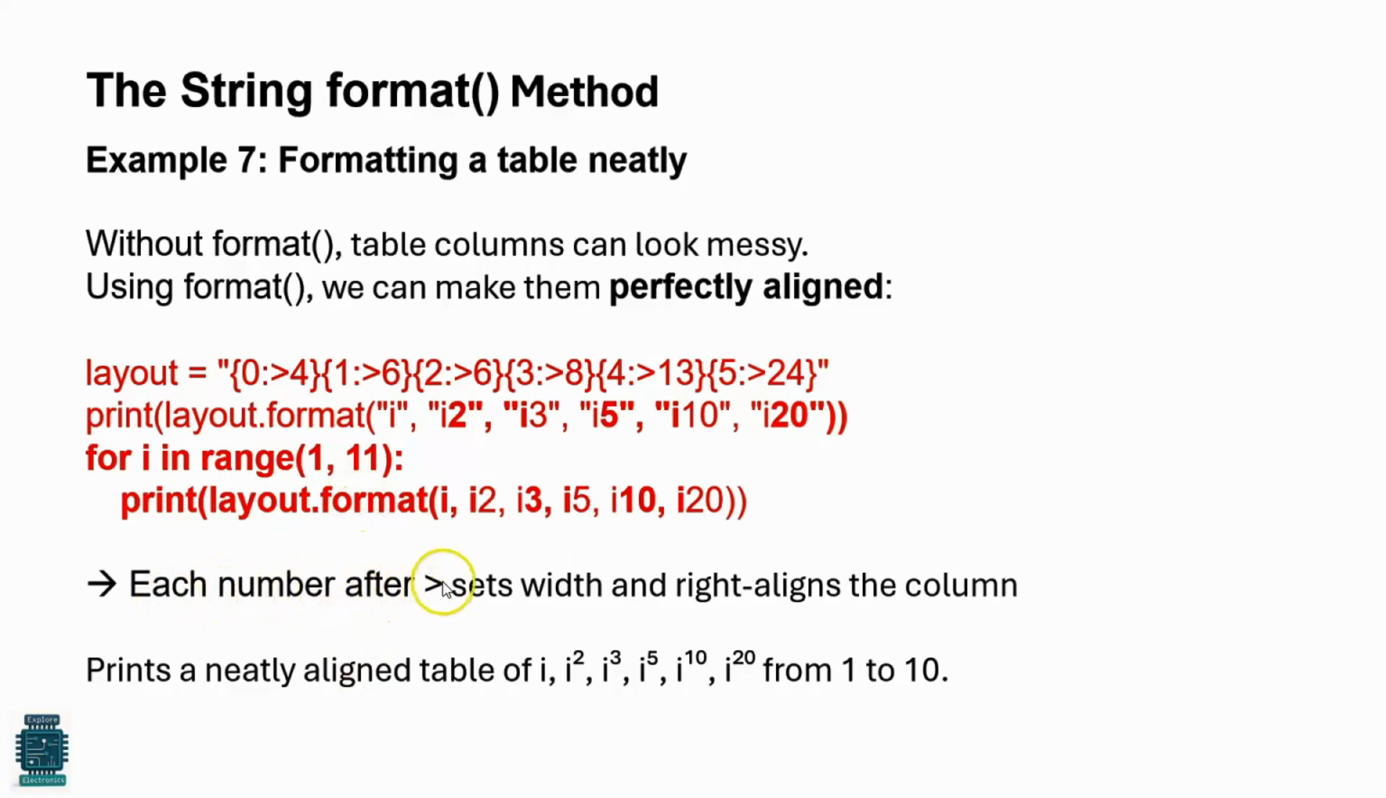And each number after the greater than symbol sets the width. It will set the width and right align the column. That is why we are using 4, 6, 6, 8, 13, 24. Very clear with this example? By using the format method, columns stay perfectly aligned no matter how many digits the numbers have. Got it? It will be perfectly aligned.